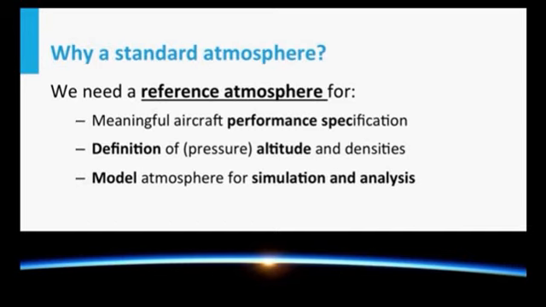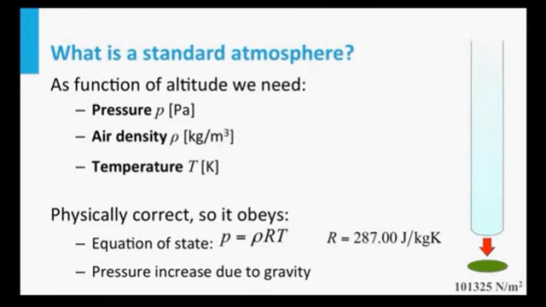And the third one, the one that we use it for specifically, is as a model for our calculations, for simulations and analysis. Our standard atmosphere is still a model atmosphere. What does this model comprise? The standard atmosphere is a definition of the three parameters which we had in the equation of state: the pressure, the air density, and the temperature, but then given as a function of altitude.